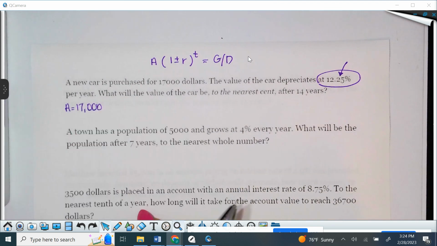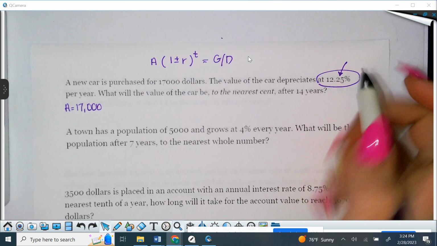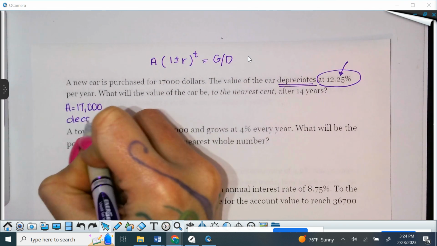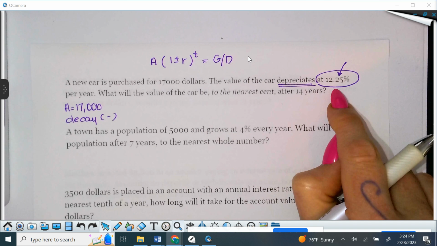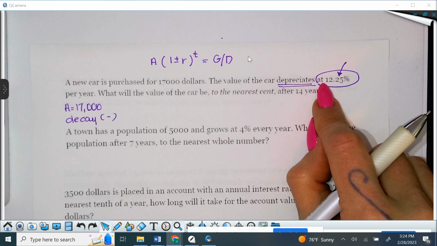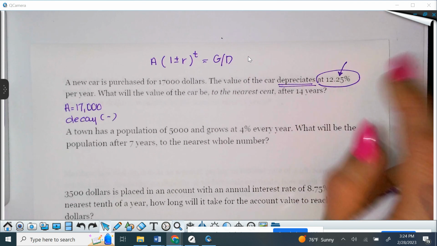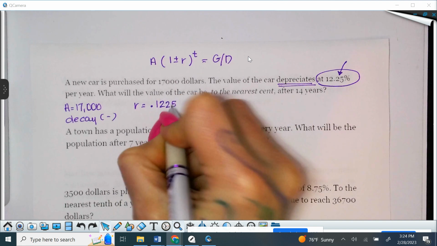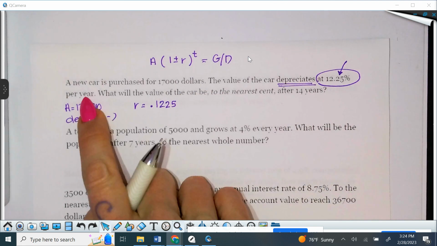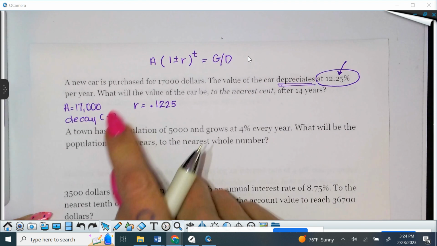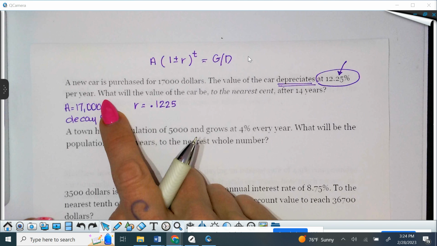And then the value of the car depreciates, which means we know we're going to have a decay. So that means we know we're going to have a minus on the inside. We're going to turn that into a decimal, and that's either move the decimal 2 to the left or divide by 100. So our rate is going to be 0.1225 per year. And per year does matter because we will get into compounding in the next couple of days, which means that it's going to be per day, per week, and that does matter big time.